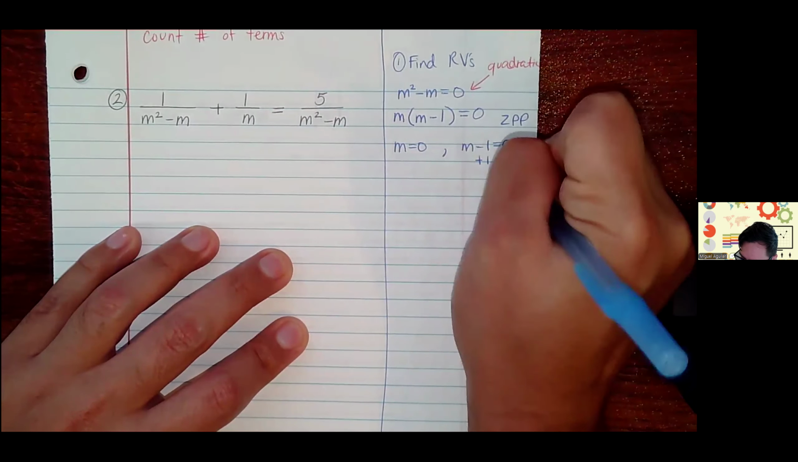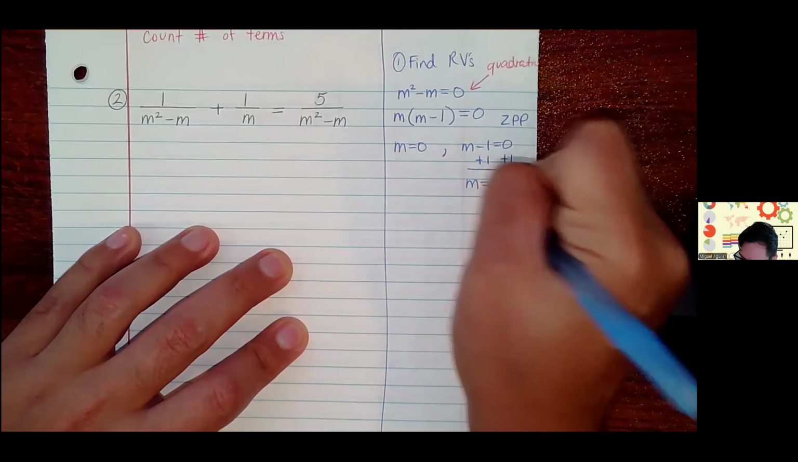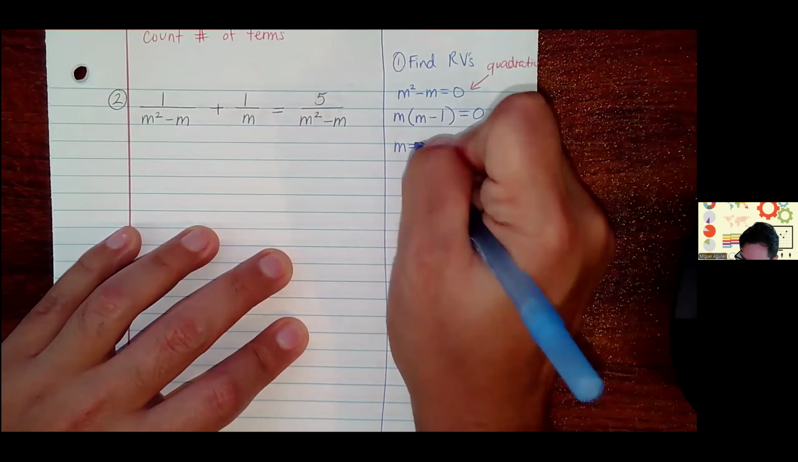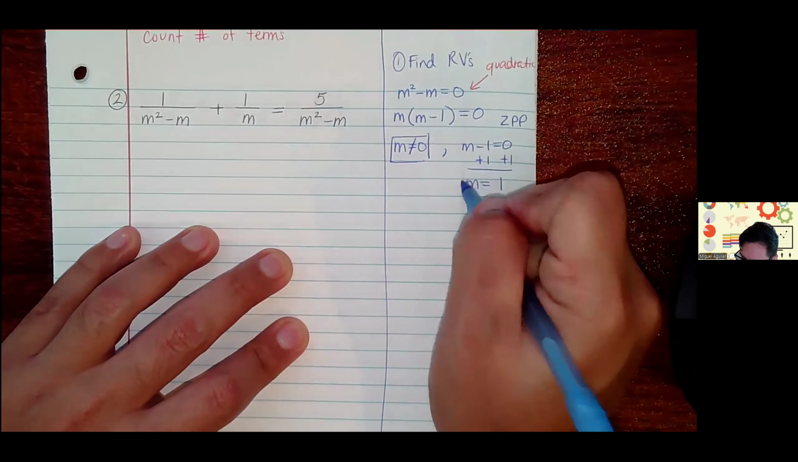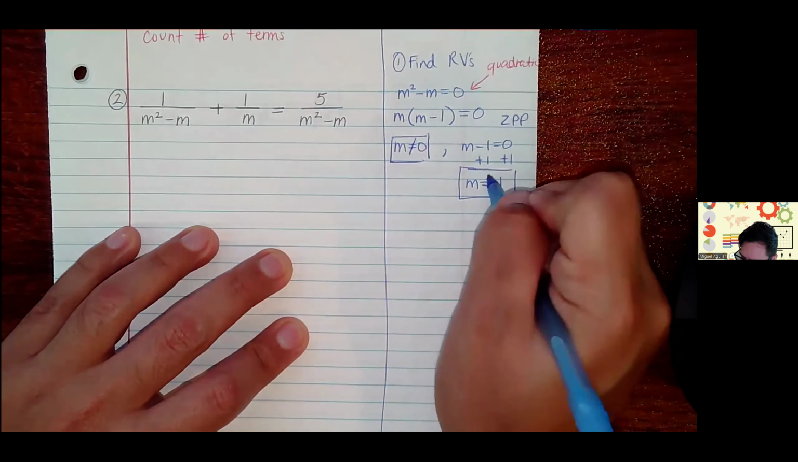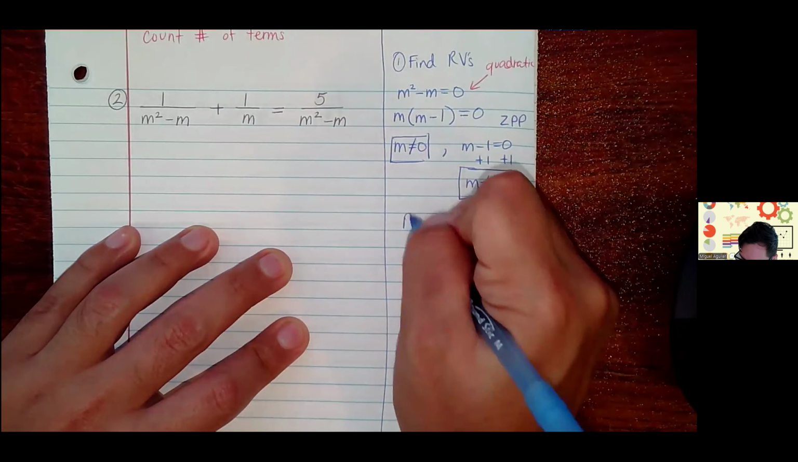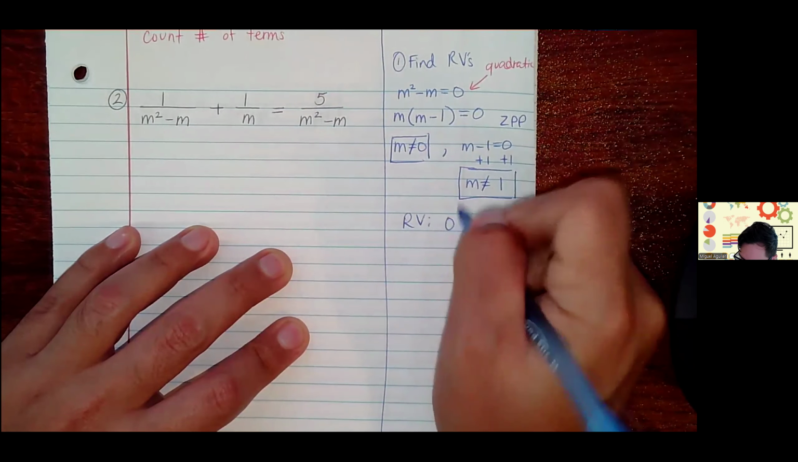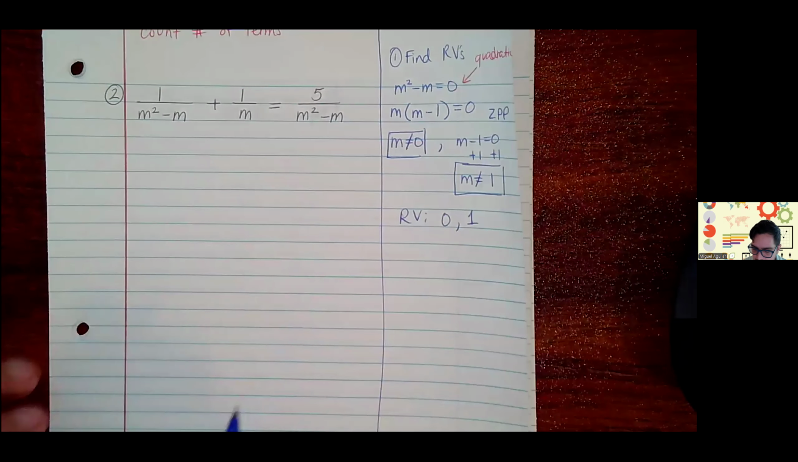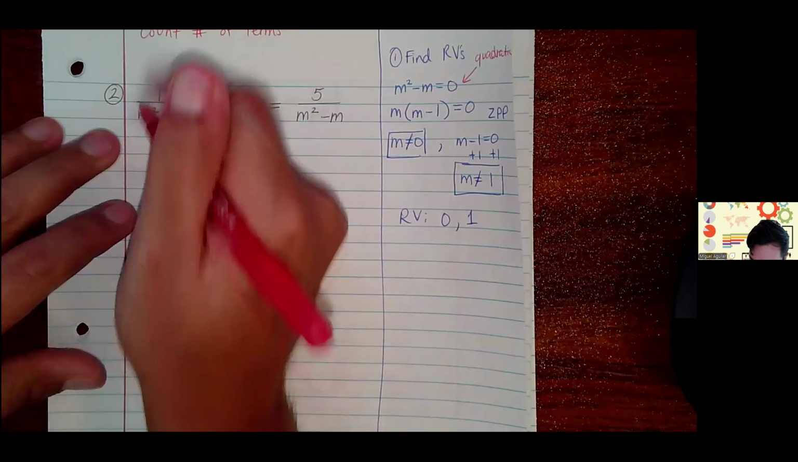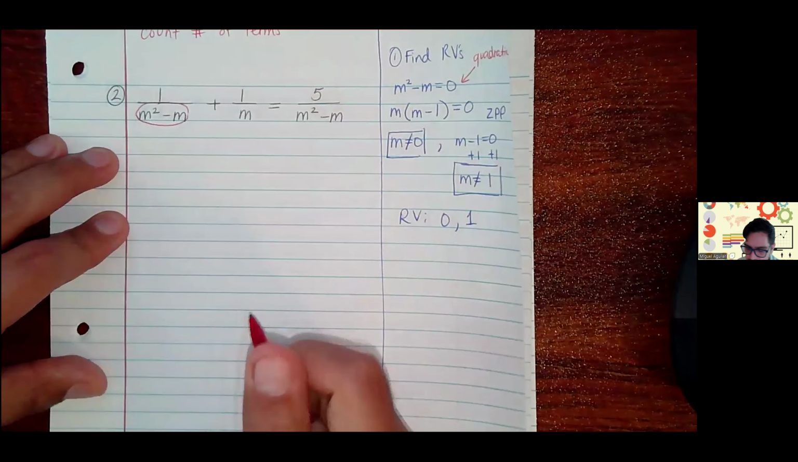So adding 1 over to the other side gives us m is equal to positive 1. So m cannot be equal to 0. That's one restricted value. And m cannot be equal to 1. So our restricted values include 0 and 1. But that was just looking at our first denominator.